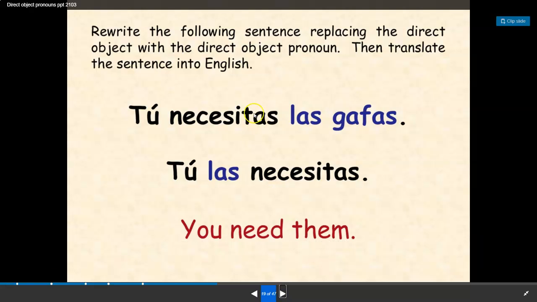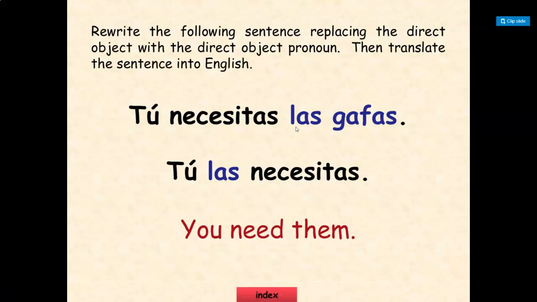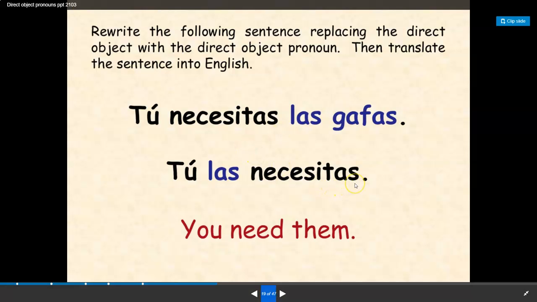One more. Tú necesitas las gafas. You need the glasses. Tú las necesitas. You need them. Where did the las come from? I just used the same exact direct object pronoun that I saw was the article of my word. If I wanted to give it another way, gafas is feminine, ends in an A, and it's plural, and so I'm going to use las.